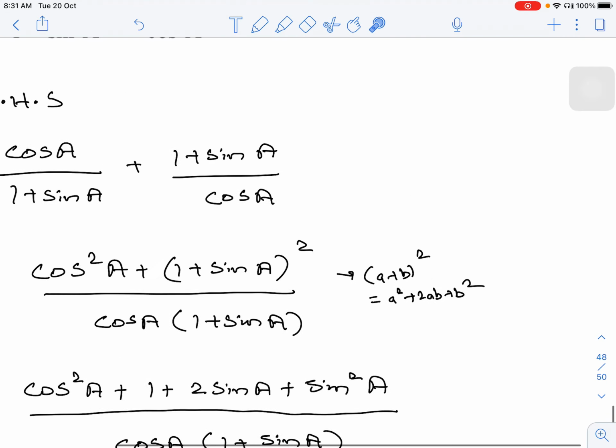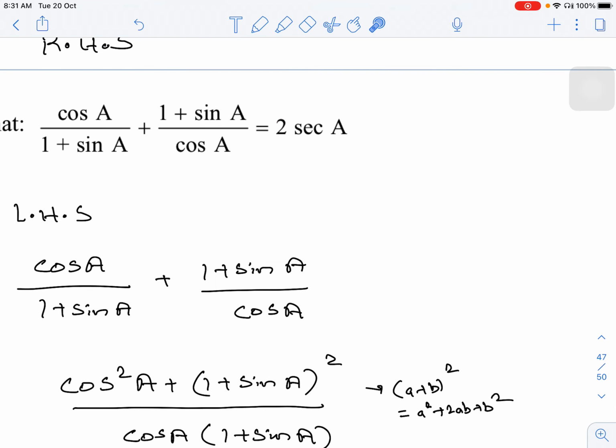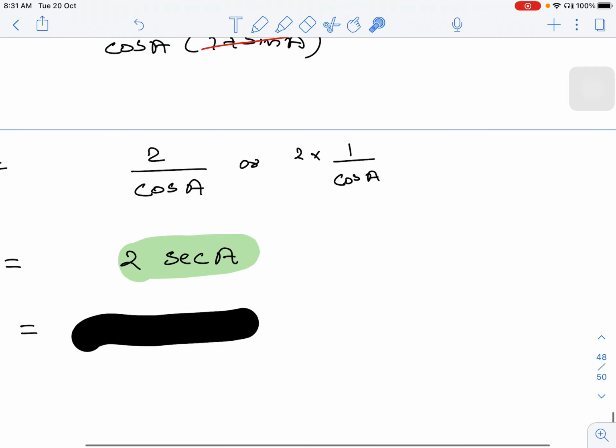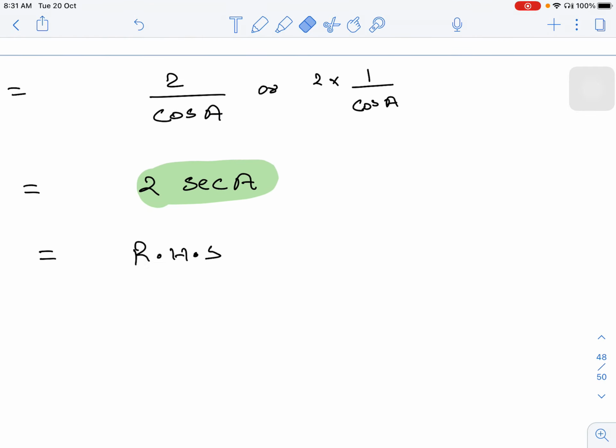Now what is this 2 sec A? That is nothing but our RHS that we have to prove. Okay, so finally what we get? Our answer is equal to 2 sec A, which is equal to RHS. Okay, hence we have proved that LHS equals RHS.